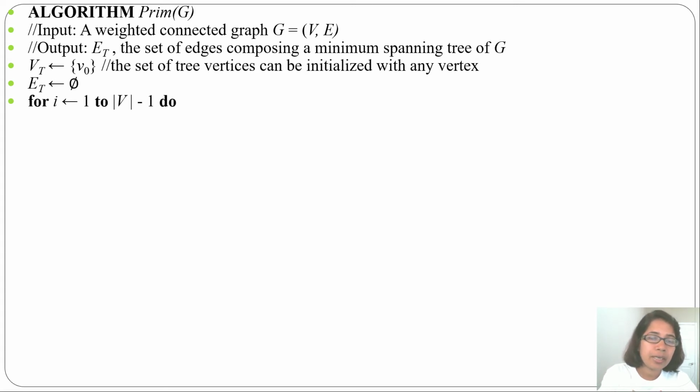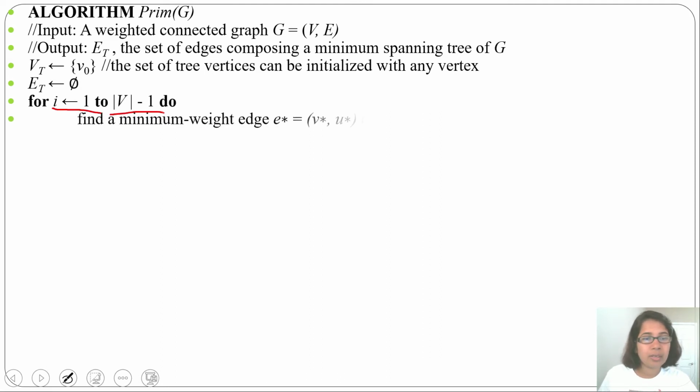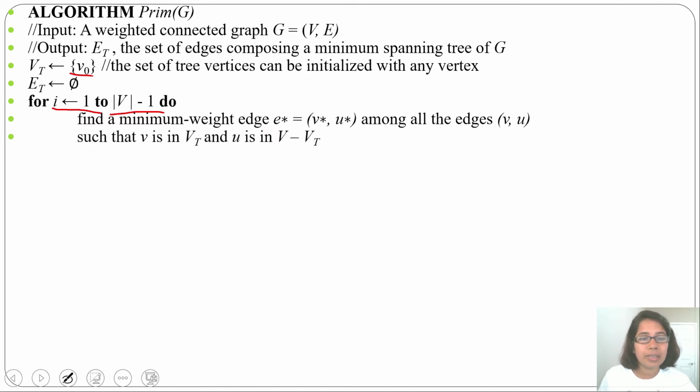That's why for i equals 1 to number of vertices minus 1, find the minimum weight edge e*, that is (v*, u*), among all the edges (v, u). Now v0 is given. With v0, we check all the adjacent vertices and the minimum weight edge that we will include, such that v is in Vt. Vt is the set of vertices in the tree.